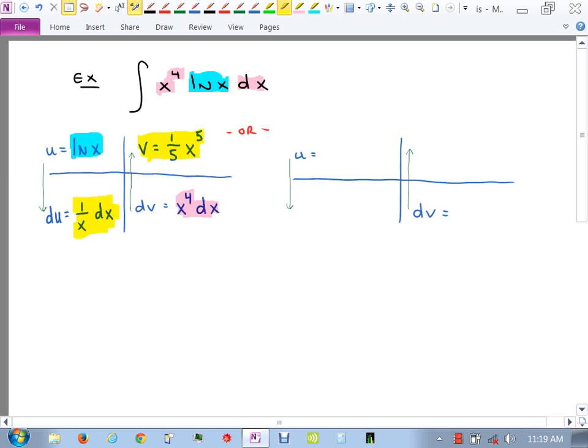And so when I look at voodoo, 1/5 x to the 5th, and I multiply it times 1 over x, I get what? An x to the 4th, which is just a power of x. Can you integrate a power of x? Hopefully, right? Hopefully you're at that point. So that looks like it's going to be the winner right there.